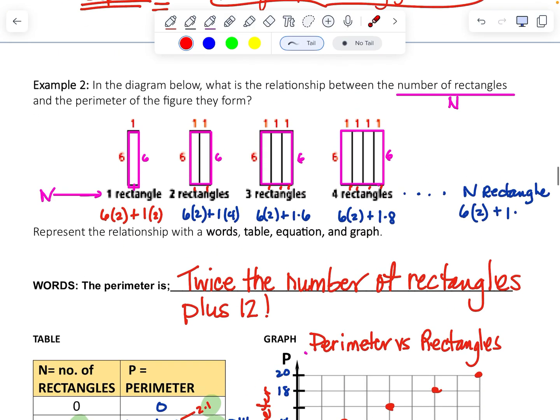So then it looks like twice the number of rectangles plus 12, because it's going to be 6 times 2, and then in each situation you have 1 rectangle, and that's a 1, times 2. And you have 2 rectangles, and you're looking at how do I get to 4? 3 rectangles, and you get to 6. 4 rectangles, and you get to 8, and you can clearly see that that's just a doubling. So if you look at your last one, you're going to say, okay, then it's going to be 1 times 2 times the number of rectangles.